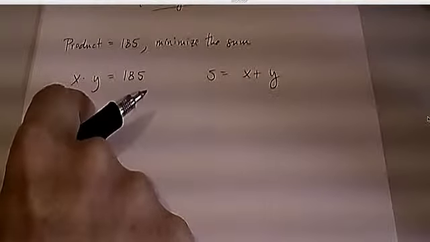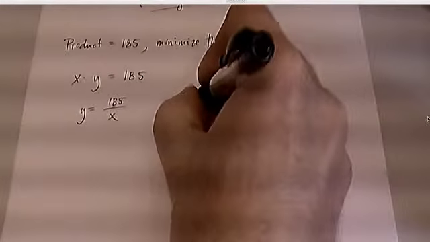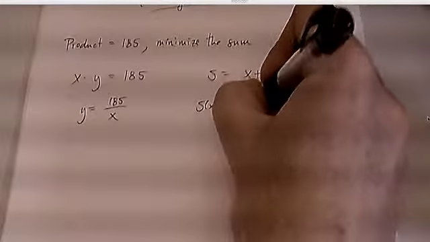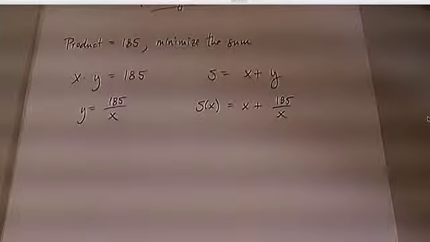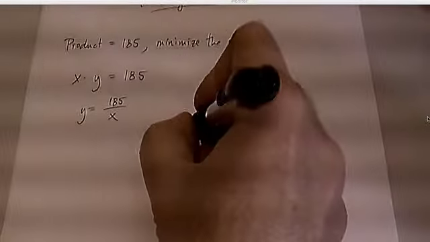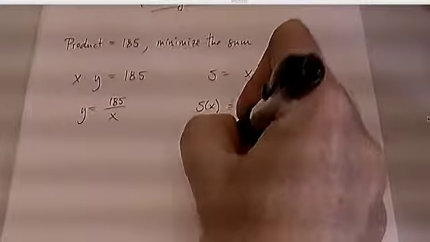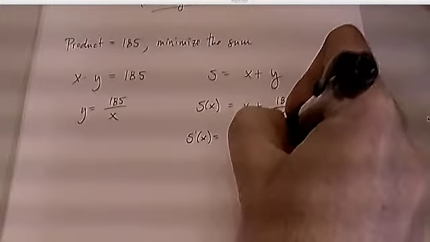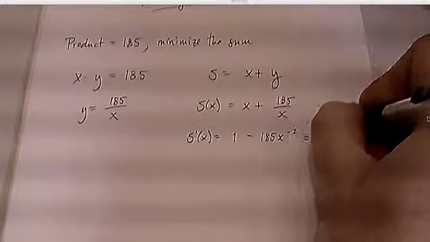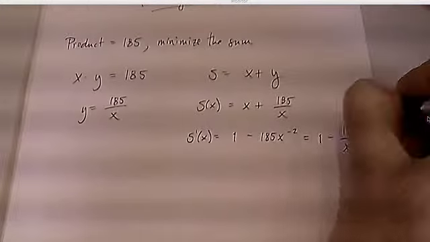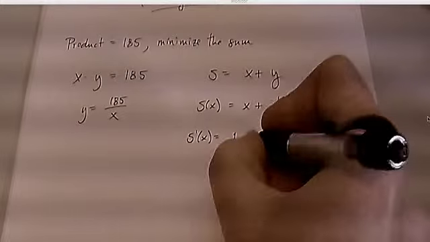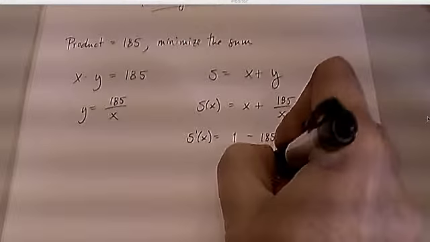Okay? Now, I want to minimize the sum while dealing with this. Well, this is going to help me by getting me y in terms of x. So now, I don't have x plus y, I have x plus 185 over x. So it's in terms of a single variable now. And when I take the derivative, I get 1 minus 185x to the negative 2, or 1 minus 185 over x squared. When I get a common denominator, that's going to be that.